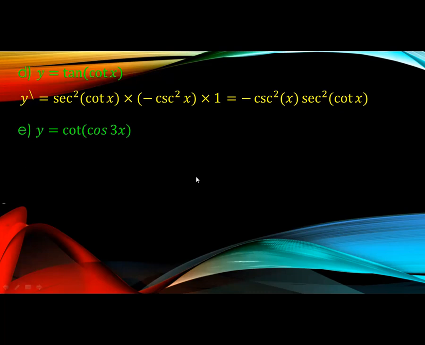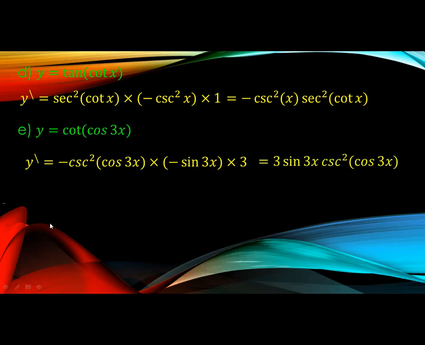Letter E, y equals the cotan of cosine 3x. So its derivative we label by y dash, and the derivative of cotan is negative cosec square of the same angle cosine 3x multiplied by the derivative of the angle. The derivative of cosine 3x is negative sine 3x times 3, where 3 is the derivative of the angle 3x. Also, we can simplify this answer to become 3 sine 3x cosec power 2 of cosine 3x.